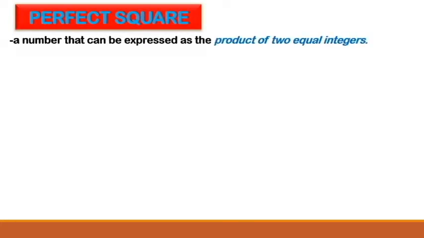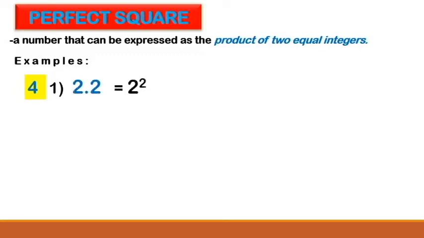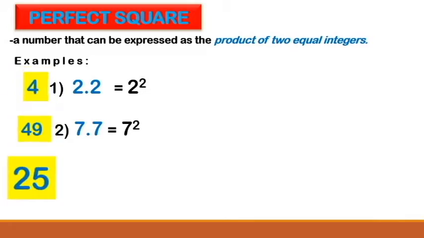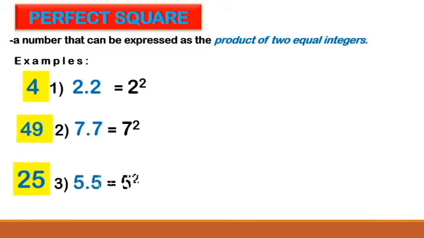By the way, what is a perfect square? A perfect square is a number that can be expressed as the product of two equal integers. Say for example, we have 4. So 4 is a perfect square since we can express this as 2 times 2 or 2 squared. Another example is 49. So 49 can be expressed as 7 times 7 or 7 squared. Another example is 25. So 25 can be expressed as 5 times 5 or 5 squared.